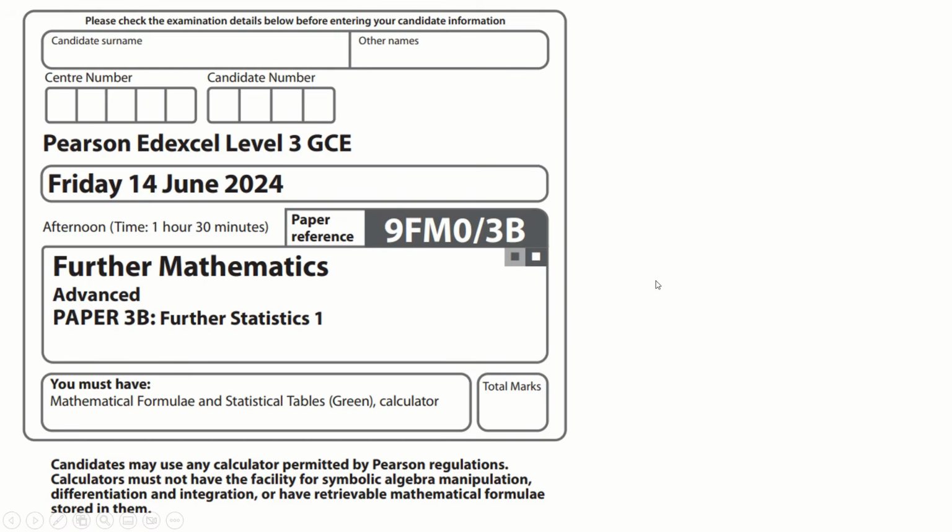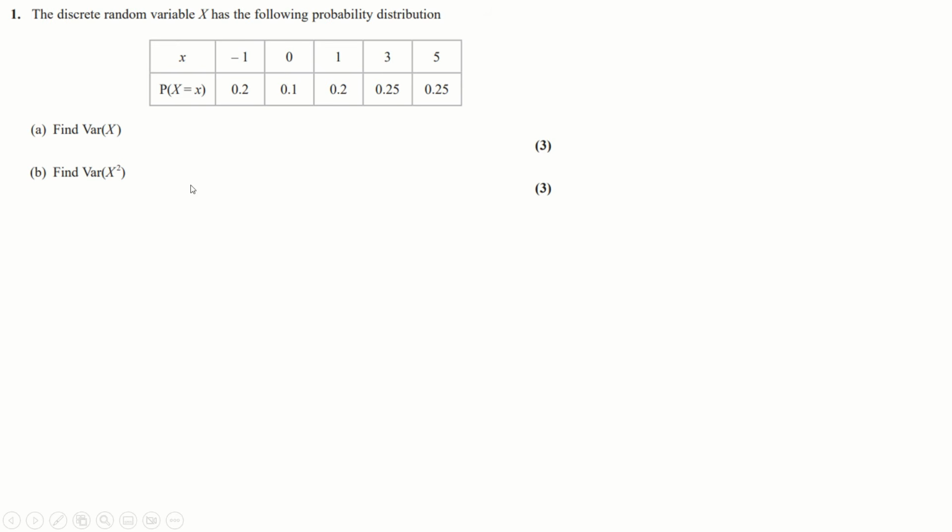This is Further Stats 1 (FS1) from 2024. Let's go ahead and get straight into it.